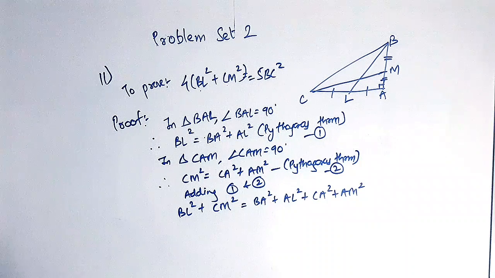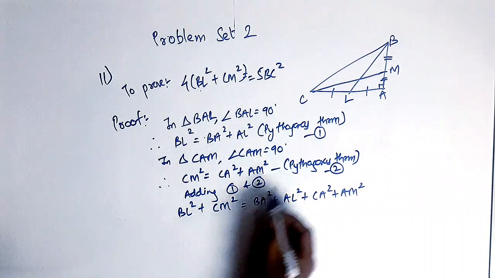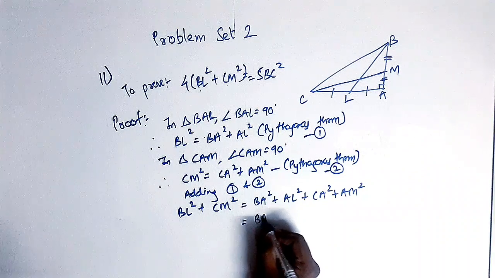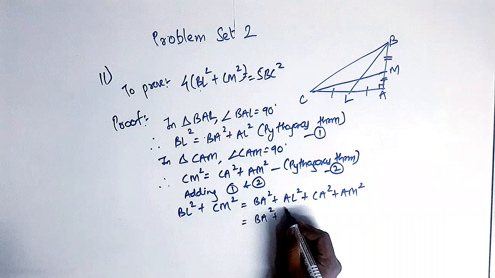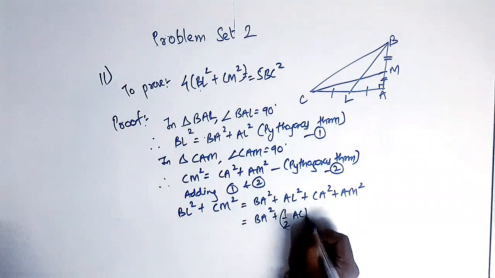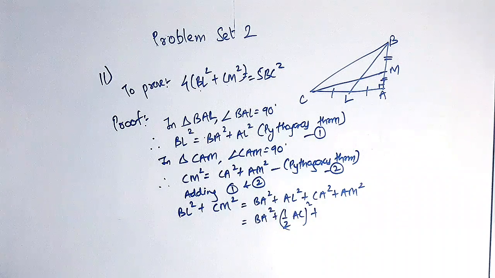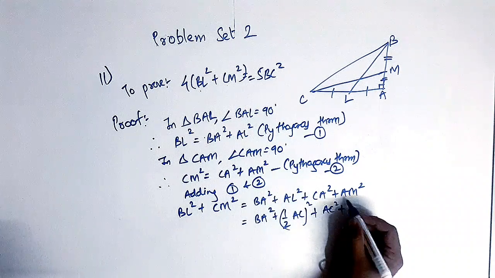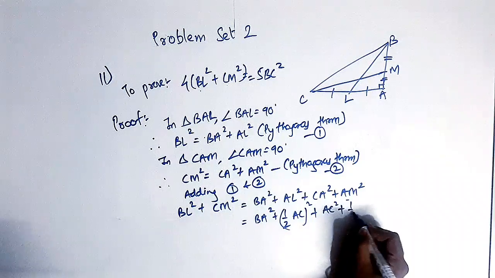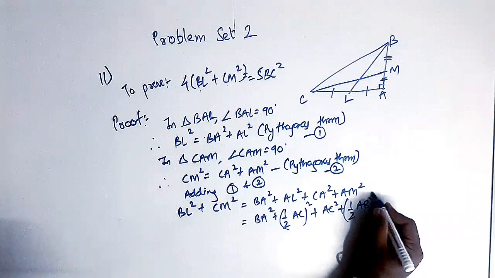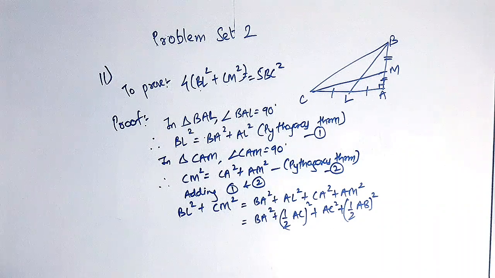Okay. Now, BL square plus CM square will be as it is. BA square, I'll write AL square. I can write AL as half of AC square, correct? As we did in the previous sum. Then AC square as it is. This is CA square, AC square, one and the same. AM, again I can change here. AM I can write half AB square. Correct? So these are all the changes that I have made.